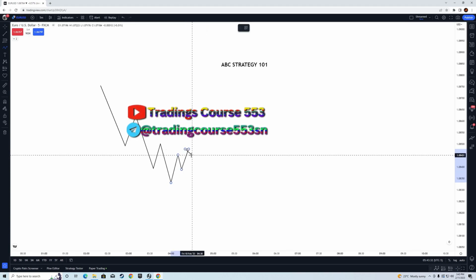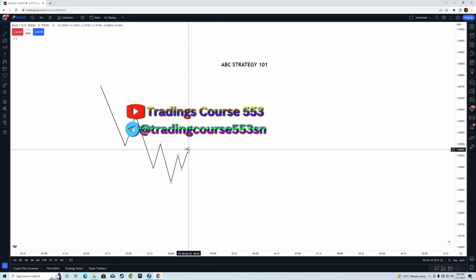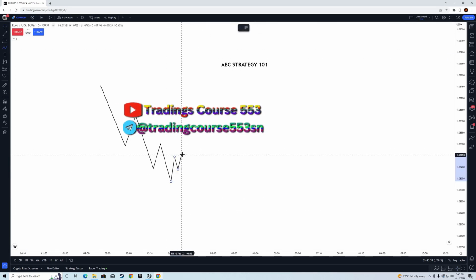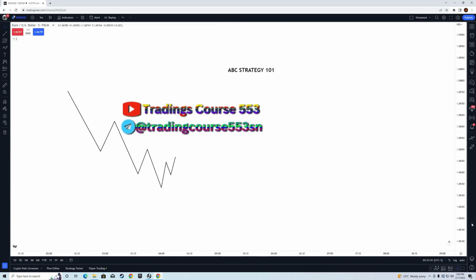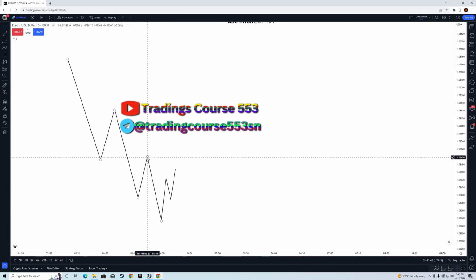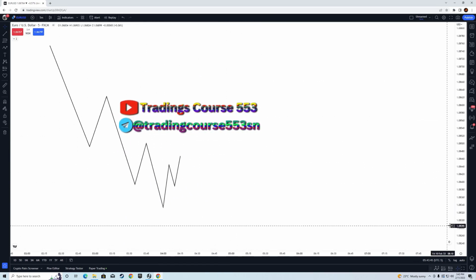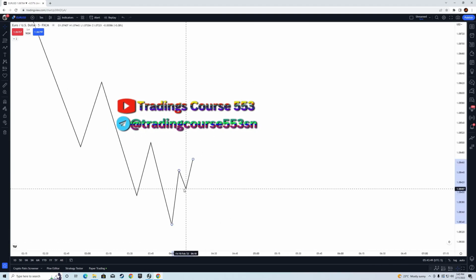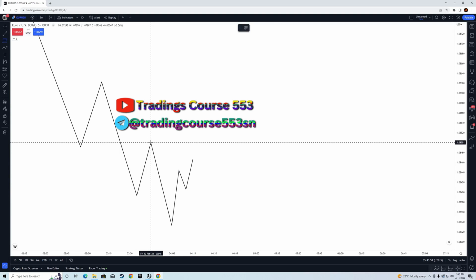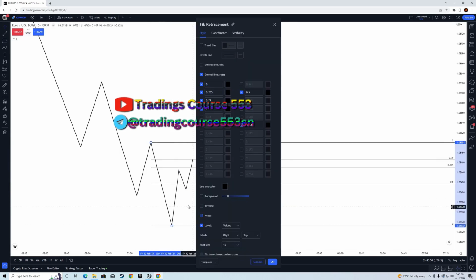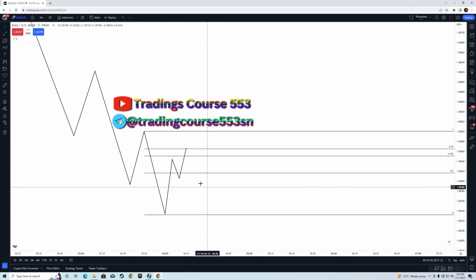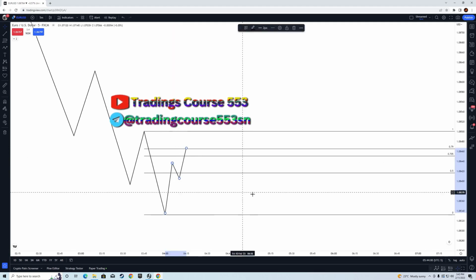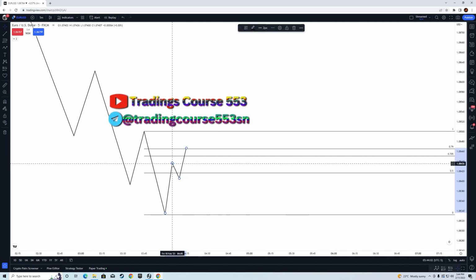How? I want to see a pullback, then another pullback. So an ABC within this leg right here, okay? And this leg, let me do this. You want to draw out your fib, right? From this move to this move, and you want to look for ABC setup formations above the 0.5 level, okay?